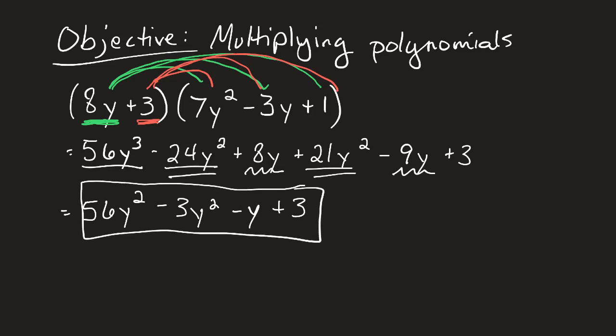56y cubed. Oops. Almost messed up there. That should have been a y cubed. Minus 3y squared minus y plus 3.